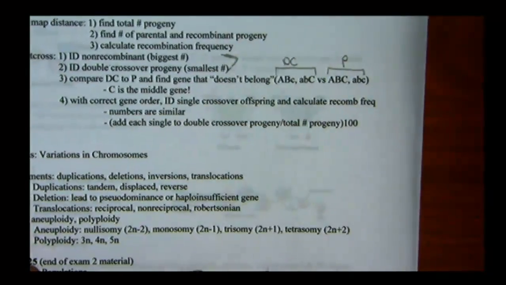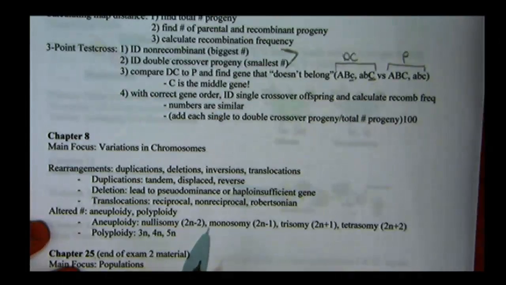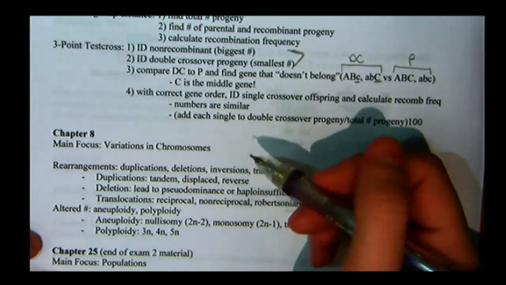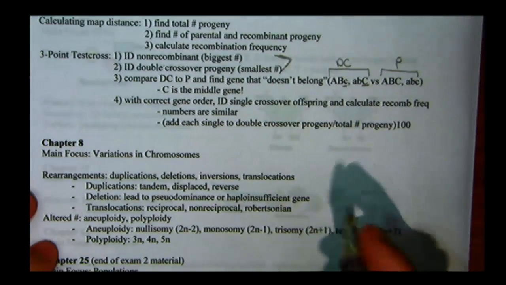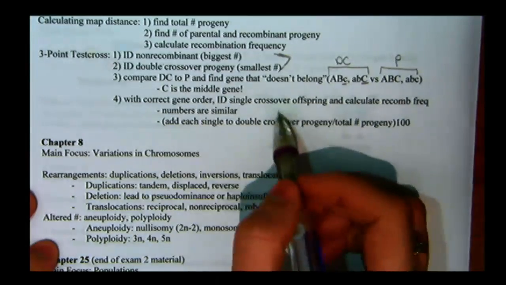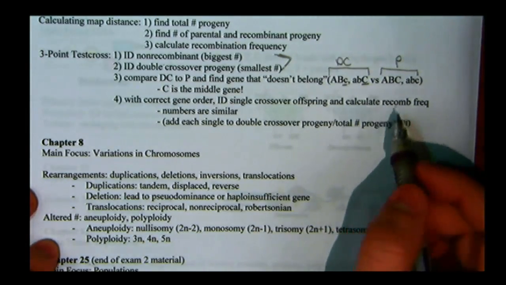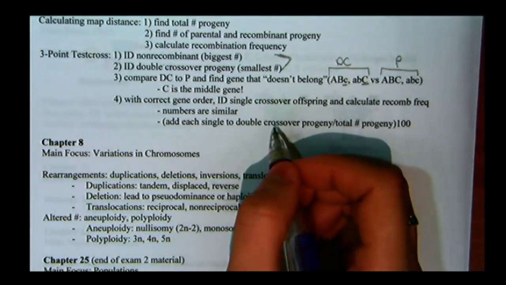And I would recommend rewriting, if you're given a table, all of those in the correct order, because I've done it multiple times where I don't, because I don't think I have to, and then I mess up. And the last thing you need to do is, with the correct gene order, identify those single crossover offspring, and then calculate the recombination frequency. You'll know the single crossover offspring correspond because they'll be similar numbers. They won't be more than 2 or 3 numbers apart, like 31, 27, 17, 15, something like that.